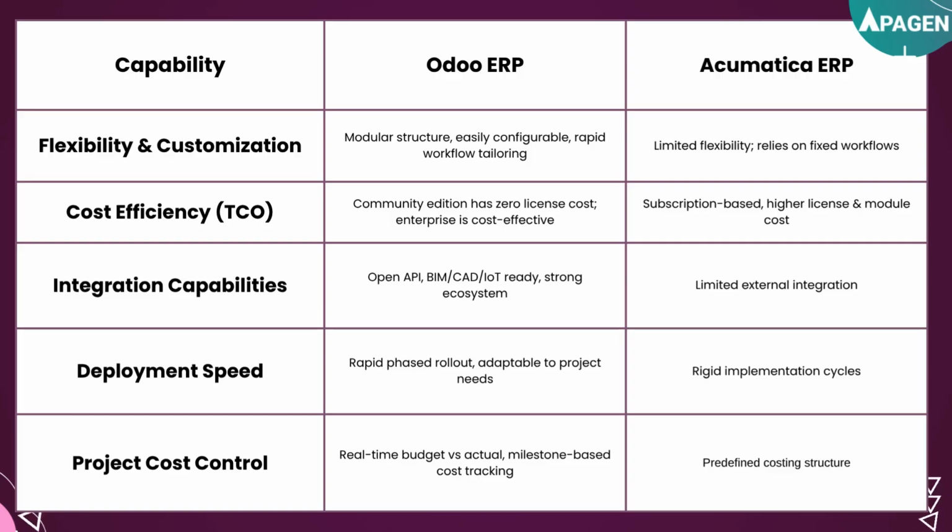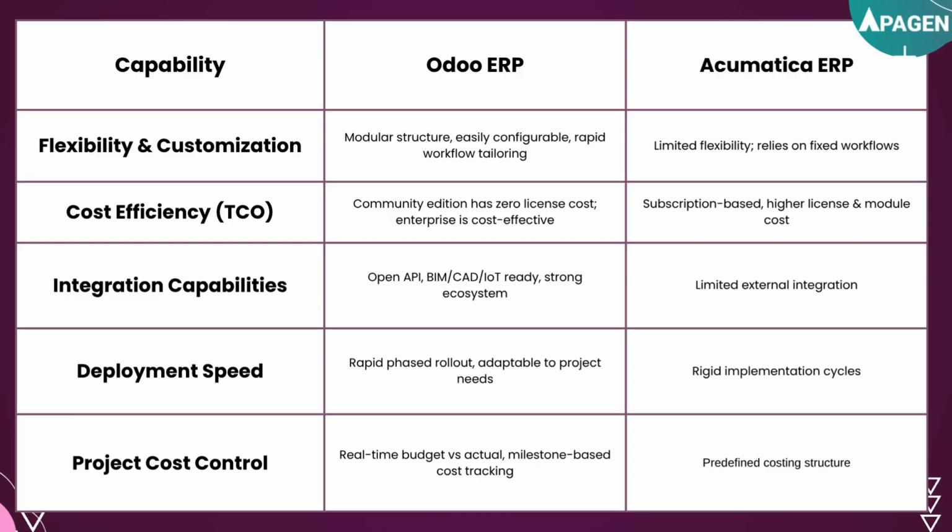If we talk about flexibility and customization, we all know that every EPC project has its unique contracts, schedules, and structures. According to that, Odoo has a modular structure. You can easily configure it and it has rapid workflow tailoring. In the case of Acumatica ERP, it has limited flexibility and relies on fixed workflows.